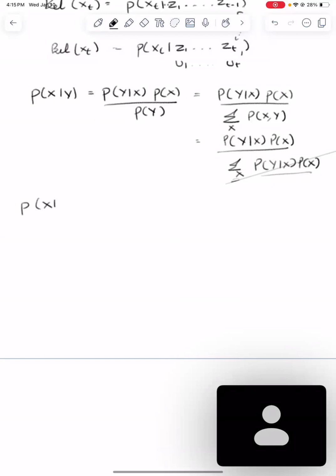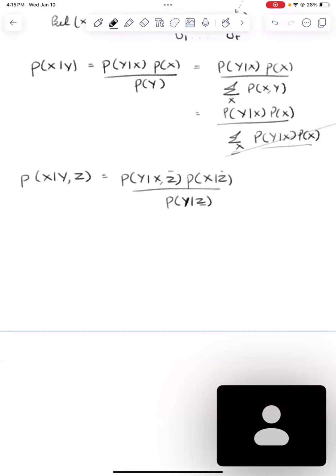We can also think of a version of Bayes' rule with background information Z. If you had some background information Z, you can now write this as P of y given x comma Z times P of x comma Z divided by P of y comma Z. So you've just put Z on the right side of the bar everywhere. Everything else is kind of the same.